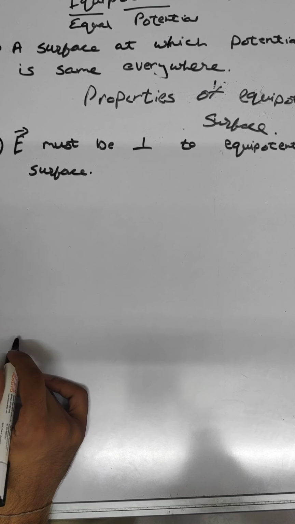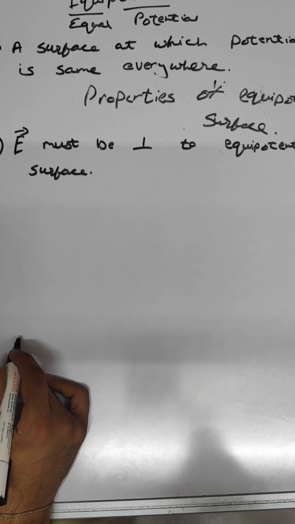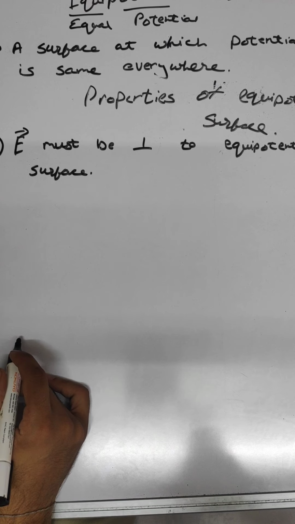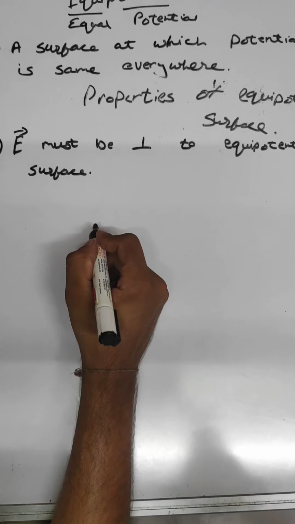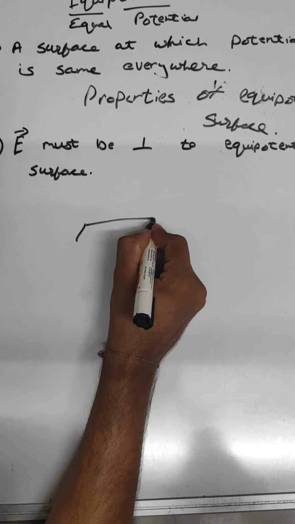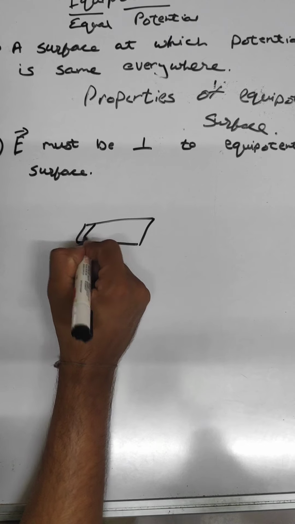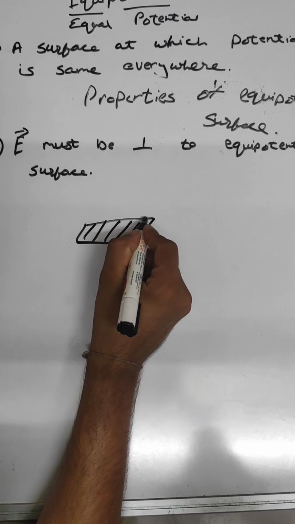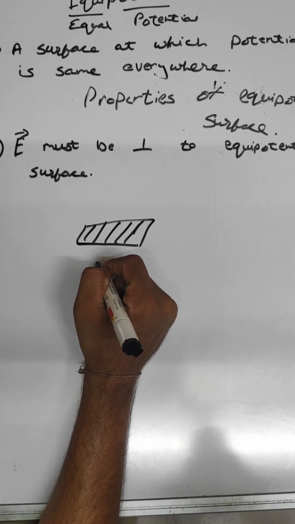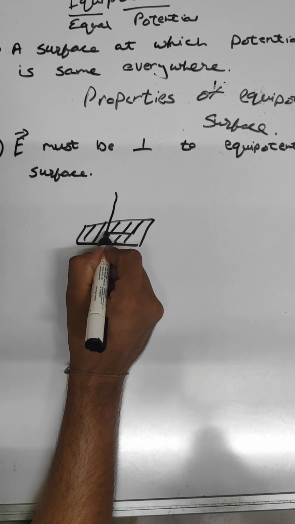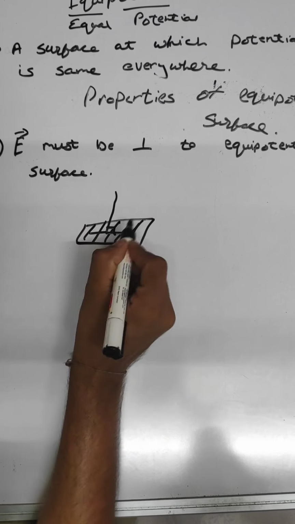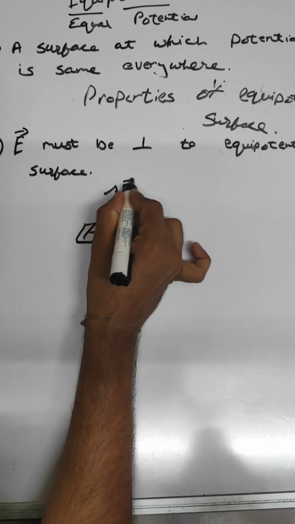The properties of equipotential surface. We have already discussed two properties. The next property is that the electric field must be perpendicular to the equipotential surface. Suppose this is an equipotential surface, then the electric field should be in this direction. If this is an equipotential surface, the electric field must be in this direction.